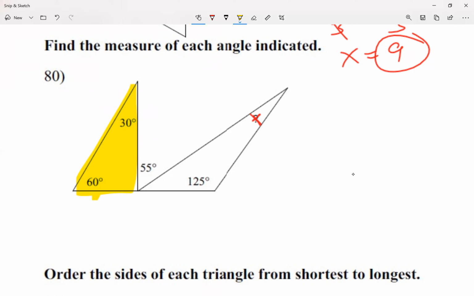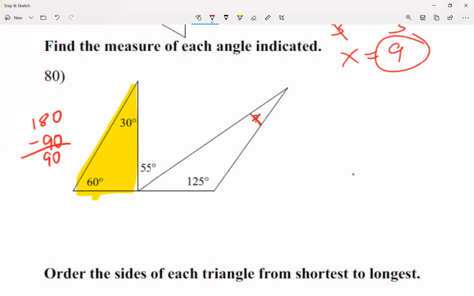I have two angles, right? 60 and 30. If you add those two angles, 60 plus 30, isn't that 90? Subtract this from 180. So that gives you 90. So this third angle has to be 90, right? The three angles of a triangle add up to 180. You can check it. 90 plus 60 plus 30, right? That has to equal to 180.